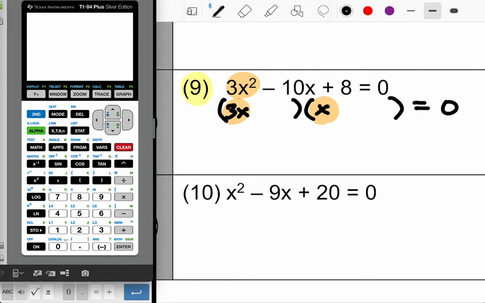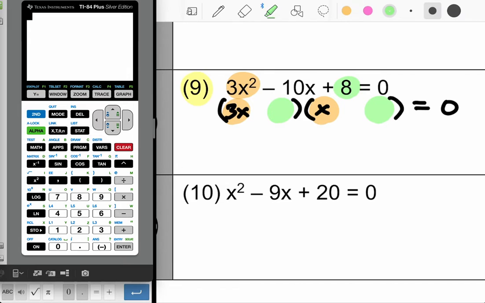The other terms have to multiply to 8. And that's where it gets a little bit more complicated, because the possibilities are 1 and 8, 2 and 4. Which one goes where? Who knows? So if you go down the trial and error route, you'll get there eventually. But if you want to go a different route, you could use the calculator.